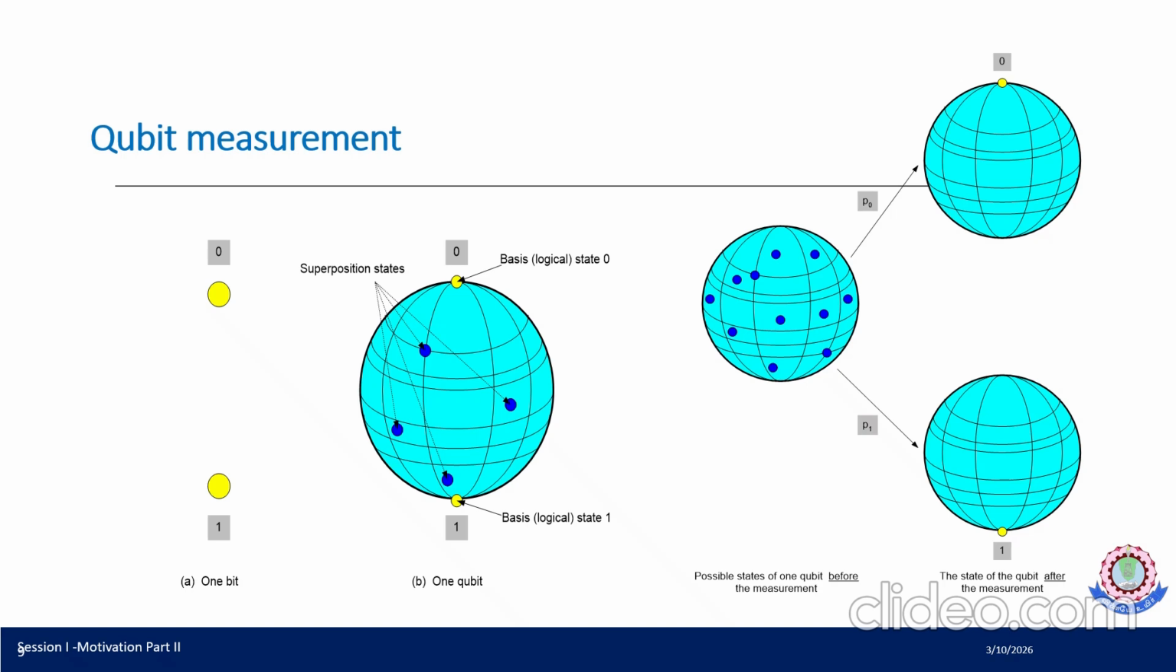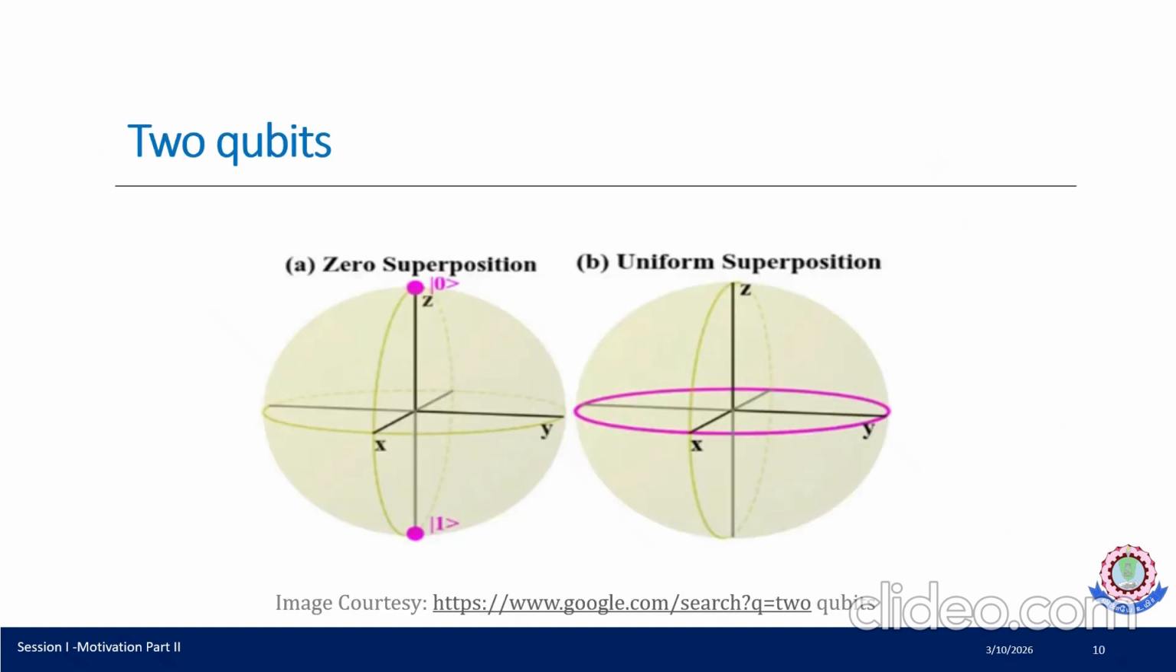So we are assuming a cylinder which is held with n number of circular angles. Each and every connected point is representing a superposition state. So after measurement, each and every qubit is going to hold n number of superposition states. So this is a 2-bit representation. 0 superposition and uniform superposition.